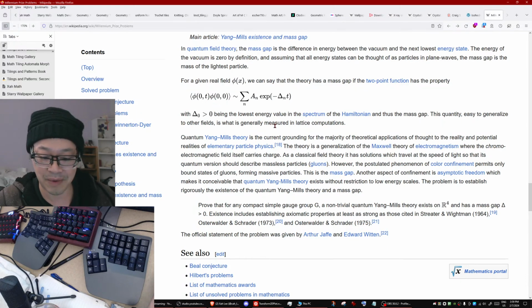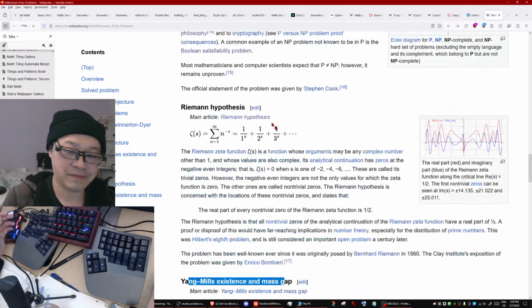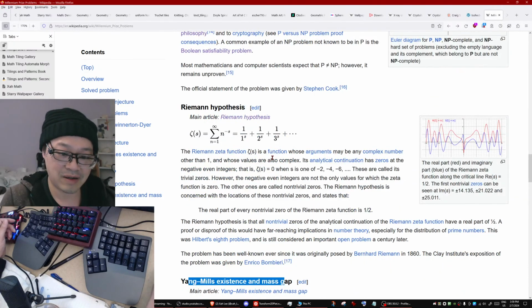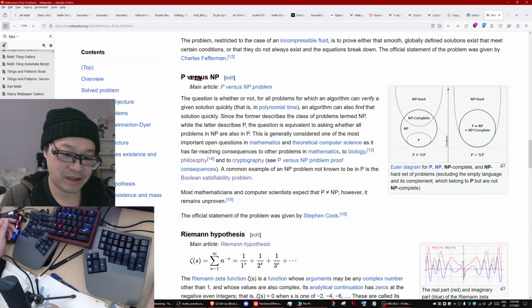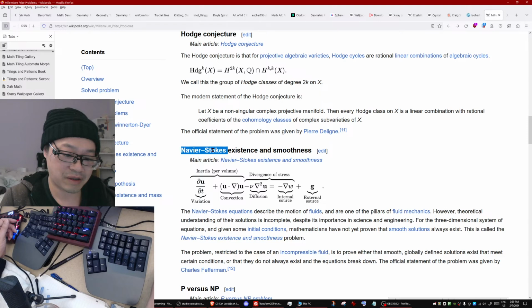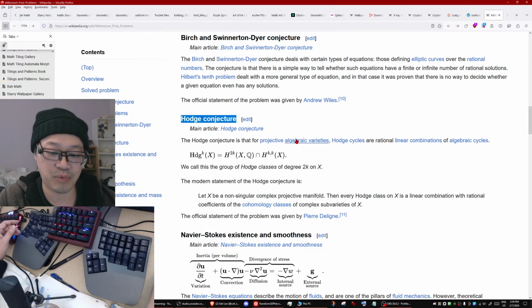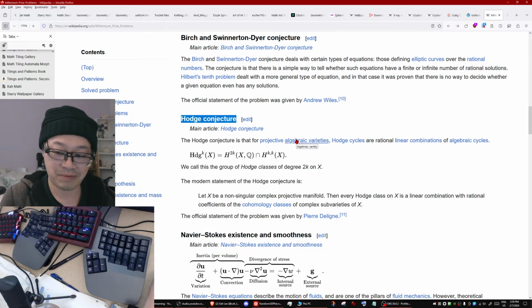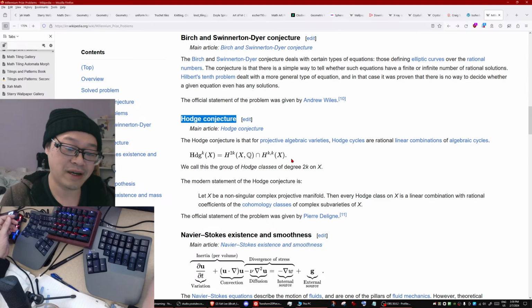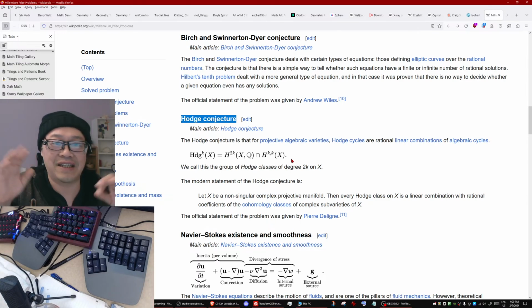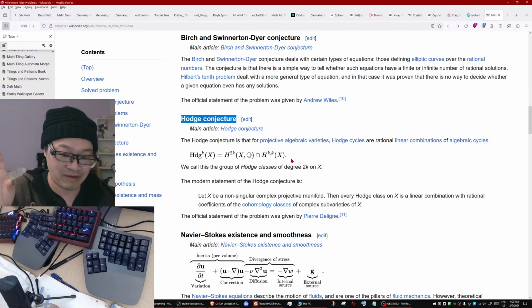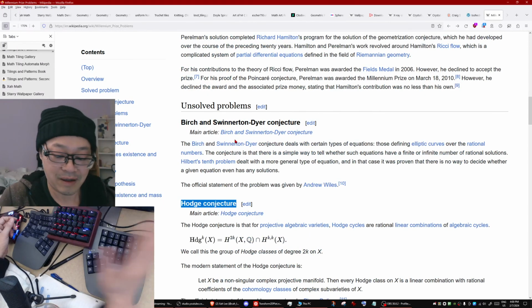I don't know too much about physics. Riemann hypothesis, I know a bit. P versus NP, I know a bit. Navier-Stokes, that's another physics thing. I have no idea what it's about. Usually differential equations. Hodge conjecture, I believe that's algebraic varieties, a very deep topic. It's pure mathematics, but I have no idea. It'll take me a few months to just vaguely understand what it's asking. That's what I'm saying.